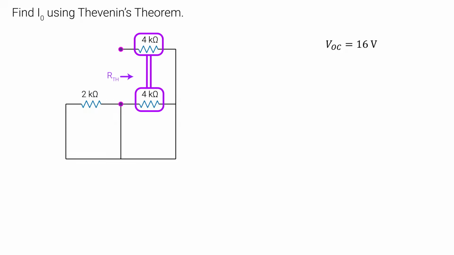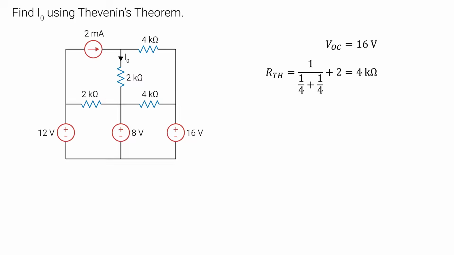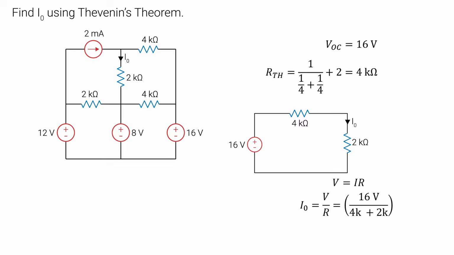These two resistors are parallel to each other, and the sum of that is in series with this 2K ohm resistor. That gives us an RTH of 4 kilo ohms. Now we can redraw our circuit. We have the voltage and resistor in series, and then we place the load here. Next, we can use Ohm's law to get the current. We get 2.67 milliamps, and that's our answer.